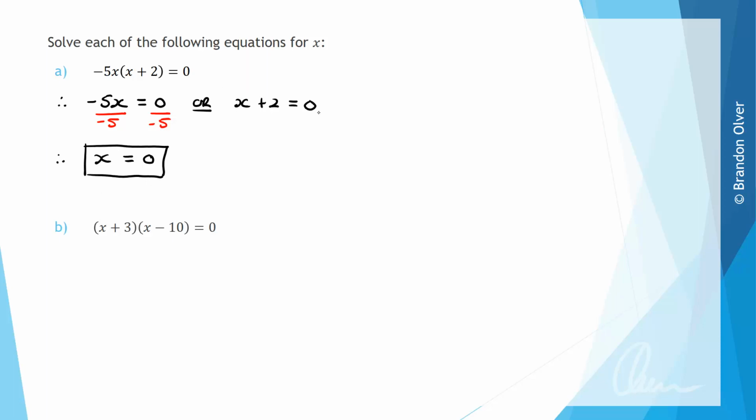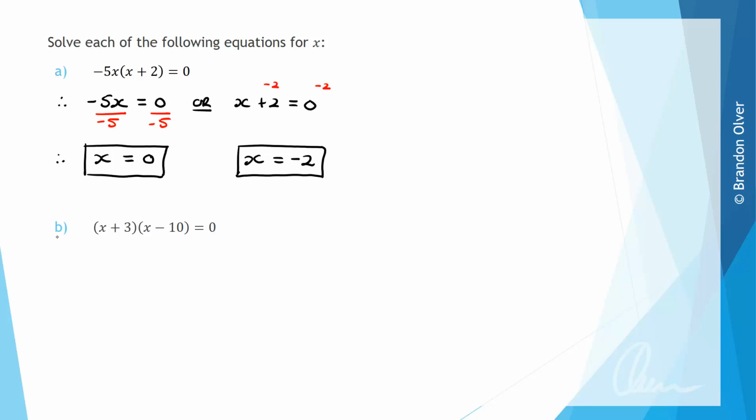Looking at the second part of the Null Factor Law, we saw that x plus 2 could equal 0, and subtracting 2 from both sides of that equation would give x by itself. So that would give us x equals negative 2. So that is the second solution to this equation. Now at this point, I'd recommend that you pause the video and have a go at the second question on this slide by yourself before I do it for you.